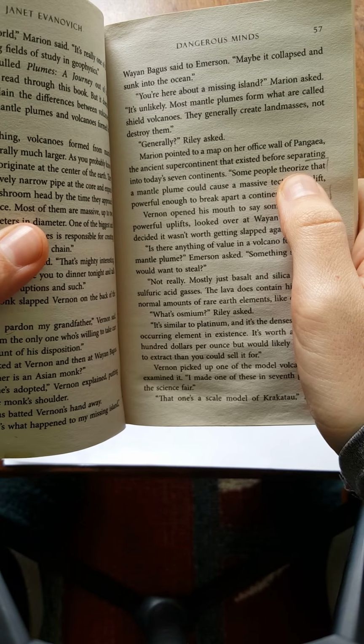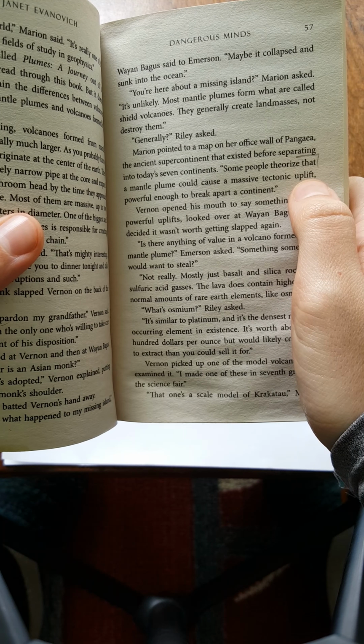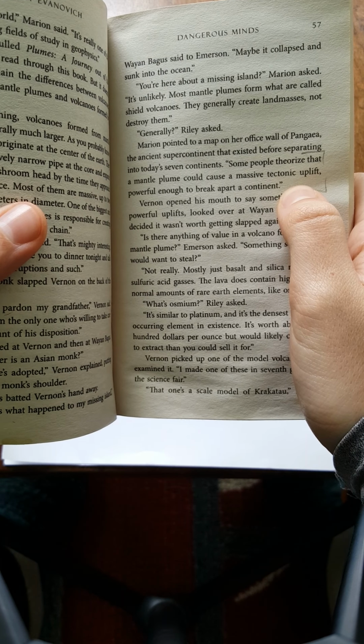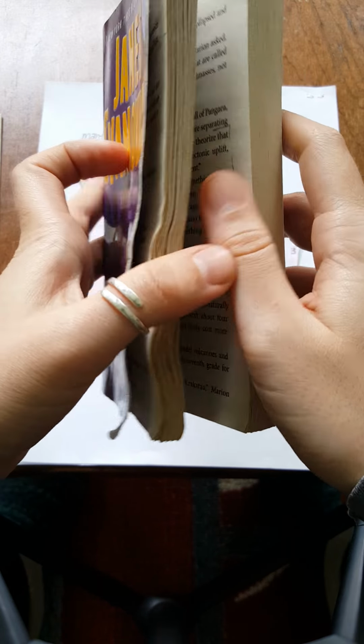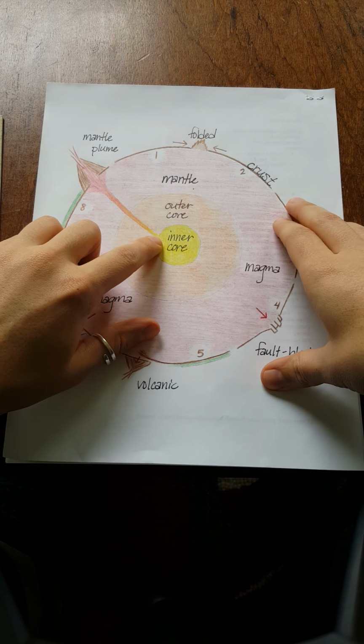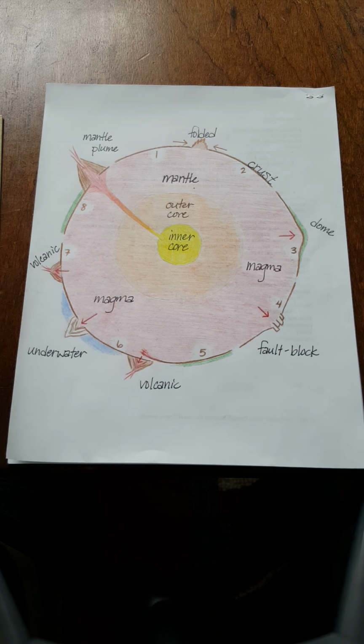Some people theorize, that means they guess or they think, that a mantle plume could cause a massive tectonic uplift powerful enough to break apart a continent. The continent we live on is North America. It's made up of Canada, the United States, and Mexico. And so some people think that a mantle plume can create a volcano that's powerful enough to break up our continent.